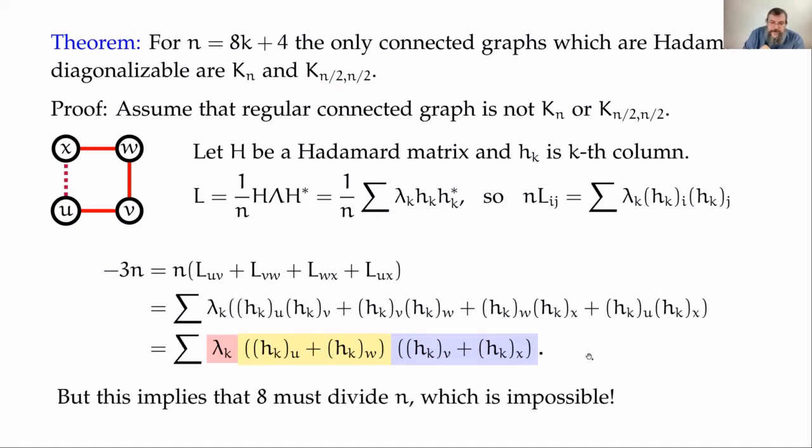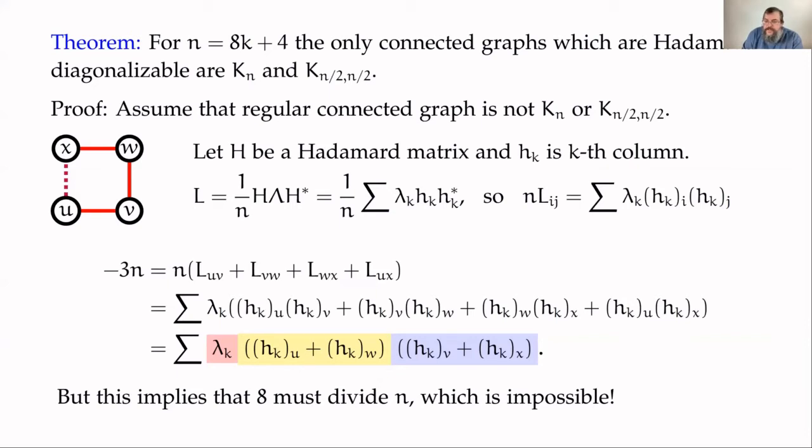All right, so 8 has to divide the right-hand side. But that means 8 has to divide the left-hand side. And look at what's on the left-hand side, 3 times n. Well, 8 doesn't go into 3 at all, and 8 can't divide n, because our assumption we haven't used yet is that n looks like 8k plus 4. Impossible. Done. And that's why there's only those 2 connected graphs, and then the complements bring us up to 4. So that's it. That's the whole proof. All right. Nice proof.